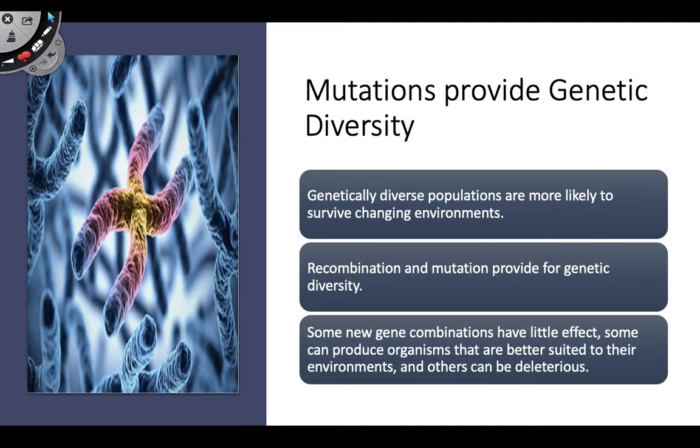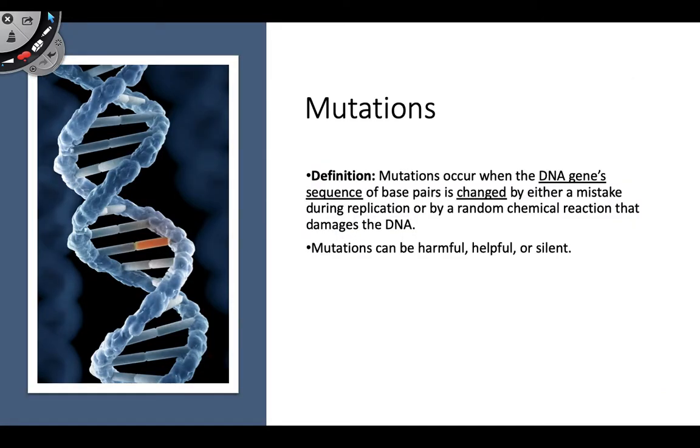When chromosomes recombine, mutations provide for that genetic diversity. And sometimes those new combinations have little effect. Some can produce organisms that are better suited to their environments. So that would be considered to be a beneficial mutation. And others can be deleterious, which means that these are mutations that are actually going to affect you in a bad way. So let's write down the definition of a mutation.